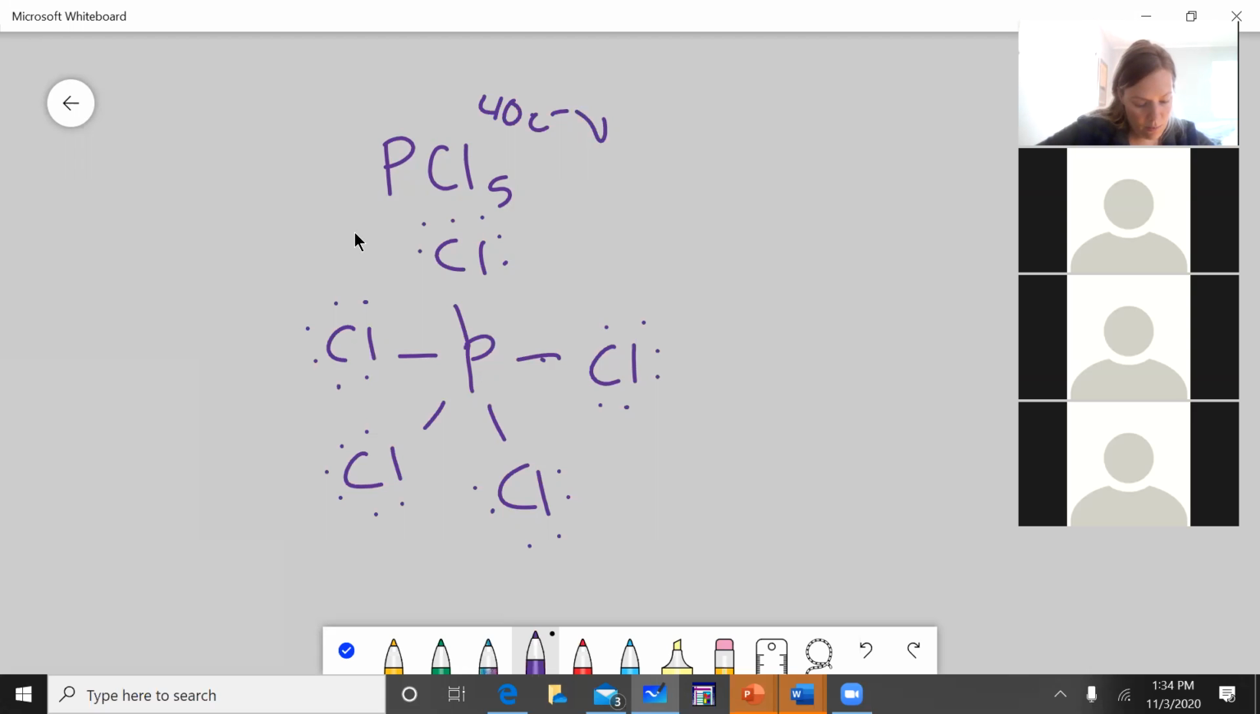So I think we'll stop there for now. We'll get into formal charge next time, which can have a little bit of an effect on whether we want to expand the octet or not.